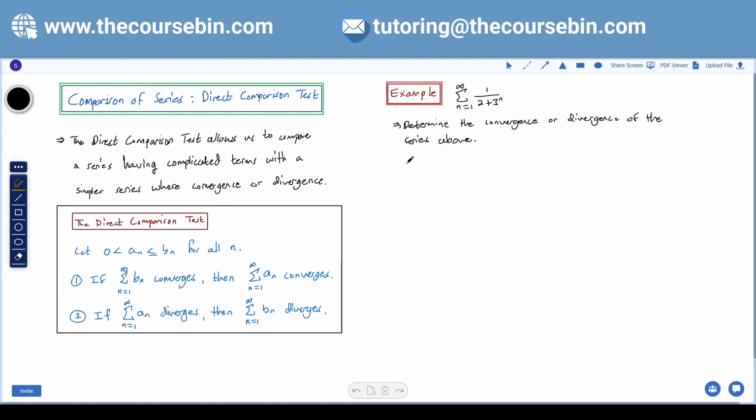Okay, so we're going to say let a sub n equal 1 over 2 plus 3 to the power of n. Now, what we're going to do here is create a b sub n that's larger than this. We're going to do that by removing the 2 over here, so we're going to make b sub n equal 1 over 3 to the power of n.